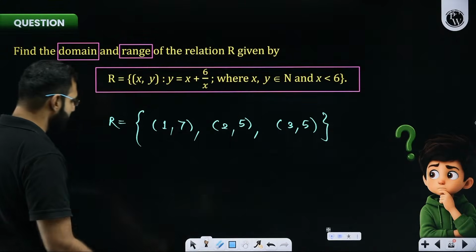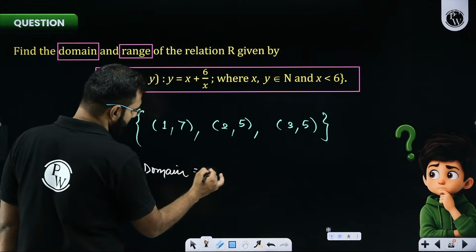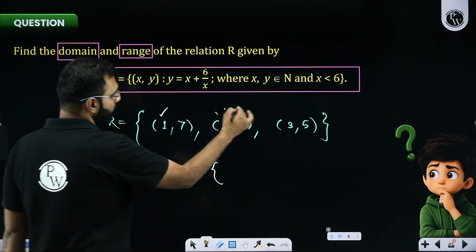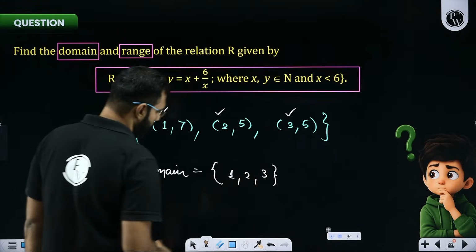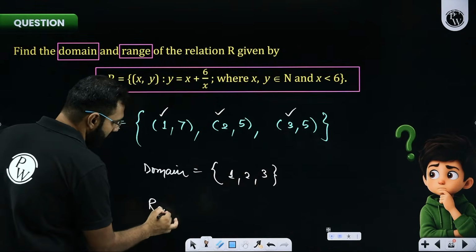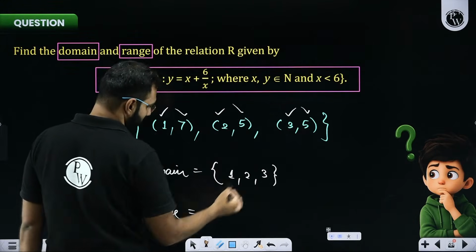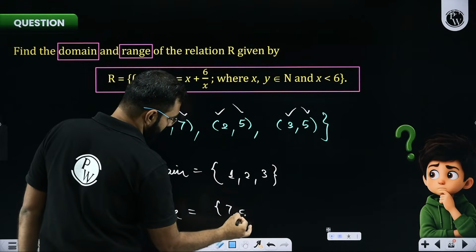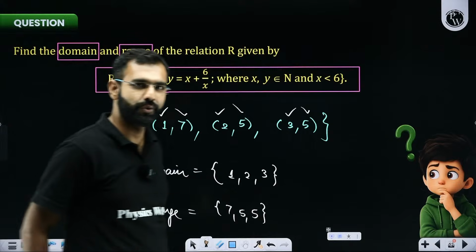Now, when somebody asks you about the domain, what do you think, students, will be the answer here? Domain: 1, 2, 3. Yes or no? How many of you were able to crack it? Can somebody help me with the range here? 7, 5, and 5. Yes or no? Everybody got it. Everybody understood it.